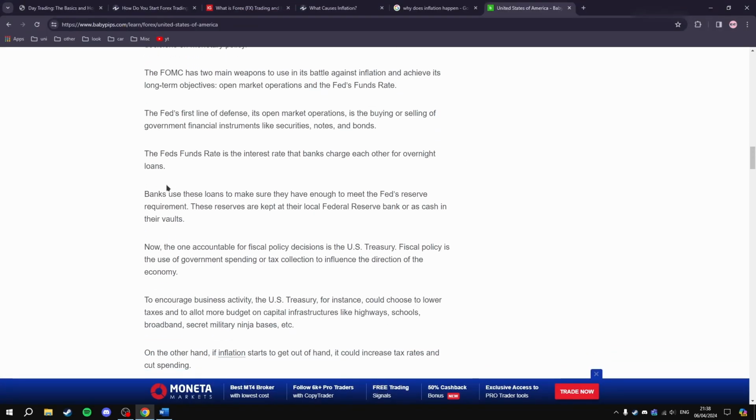The FOMC has two main weapons to use in its battle against inflation and achieve its long-term objectives: open market operations and the Fed's fund rate.